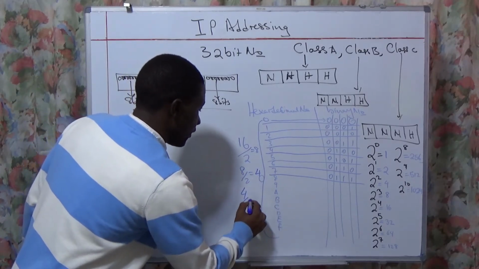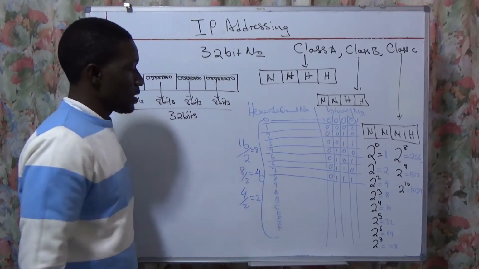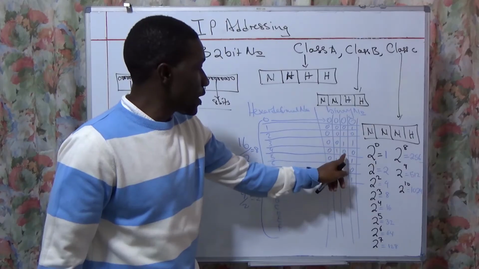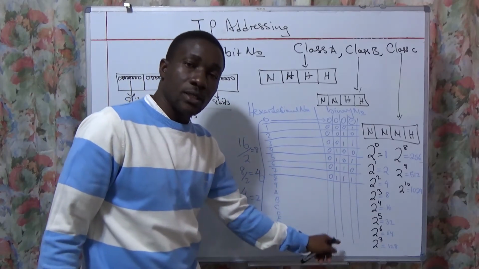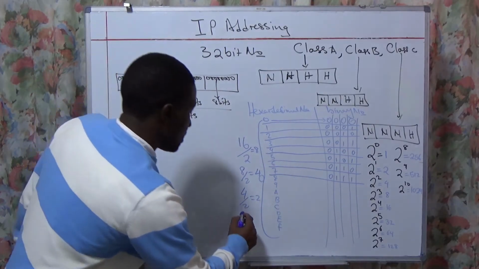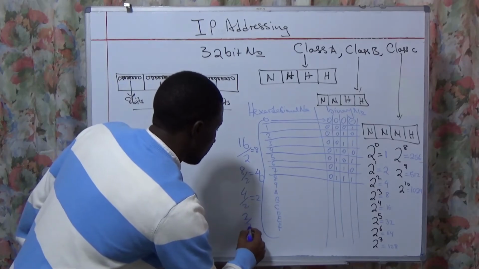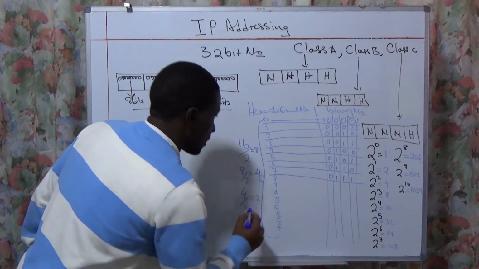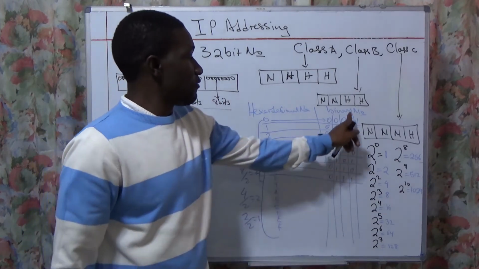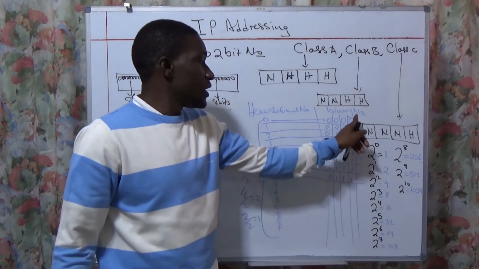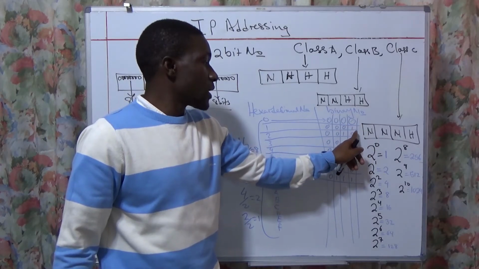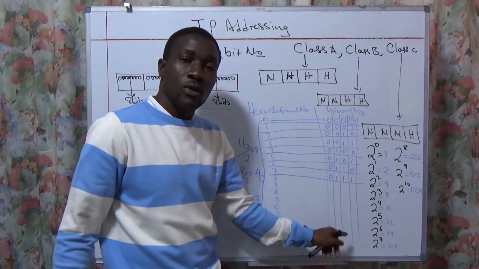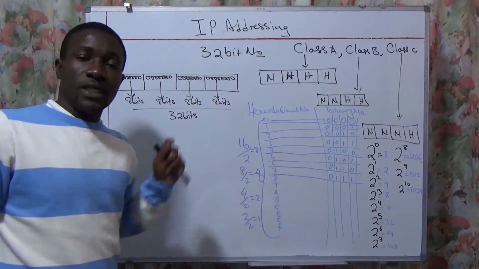And 4 divided by 2 is 2. That in the third vertical column, we shall have 2 zeros, 2 ones, 2 zeros, 2 ones, 2 zeros, 2 ones. And 2 divided by 2 will equal to 1. That in the last vertical column, we shall have a single 0 and a single 1, a single 0 and a single 1, a single 0 and a single 1, a single 0 and a single 1. Now, let me complete it.